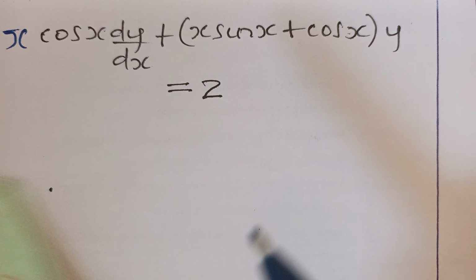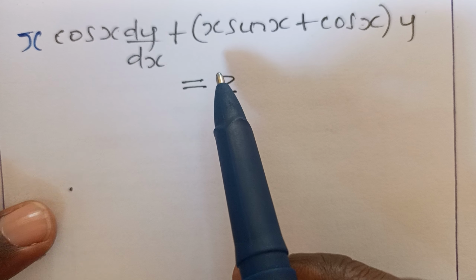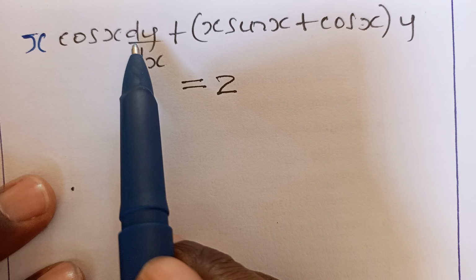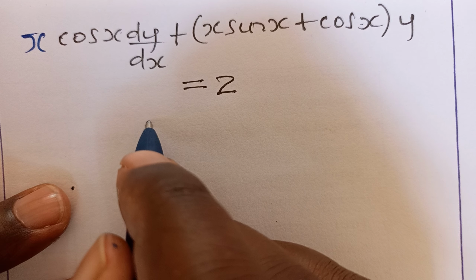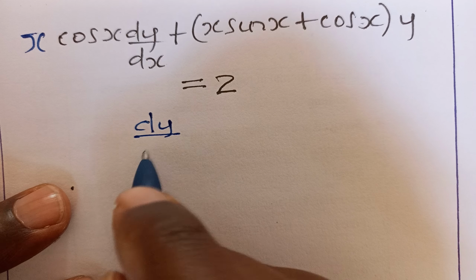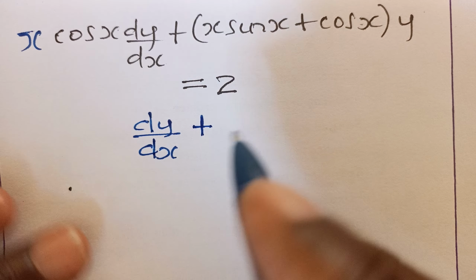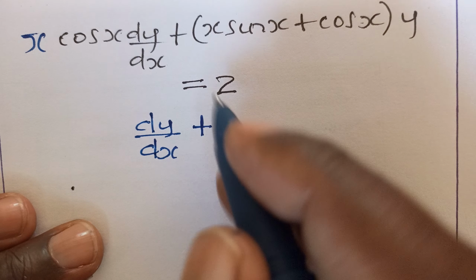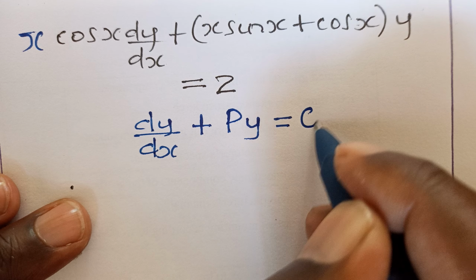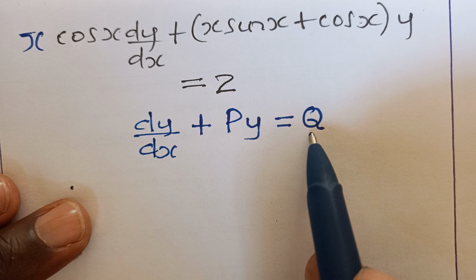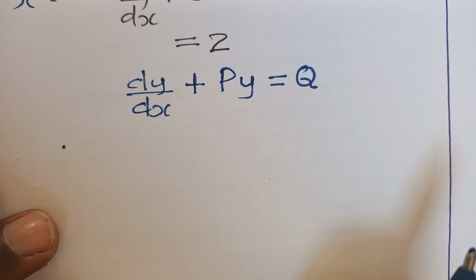And so guys, we now solve this equation. The first thing we are going to do is modify this equation so that we want to modify it this way. That is dy over dx plus p y is equal to q. And remember that these are also variables of x. So guys, we now modify that equation that way.